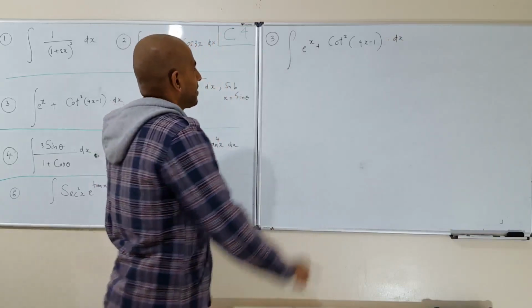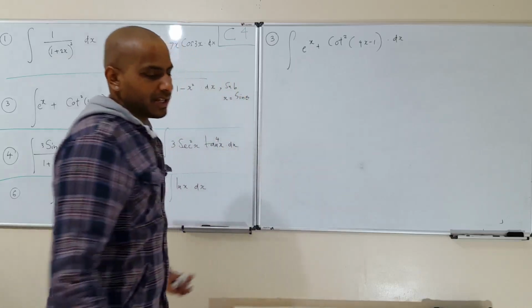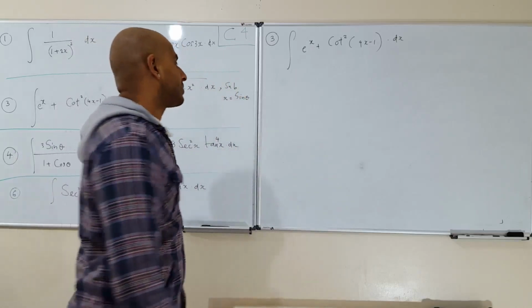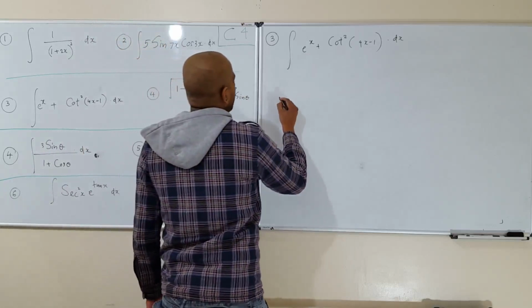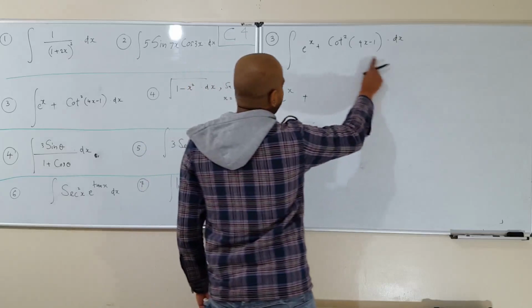So e^x. The integral of e^x is basically e^x, isn't it? The integral of e^x is e^x because the differential of e^x is e^x. So it's pretty simple. We have integrated that already, plus we can integrate that.